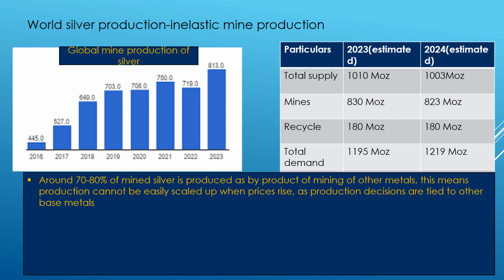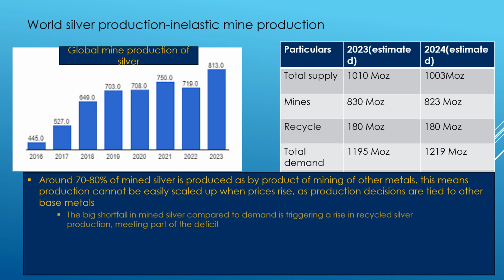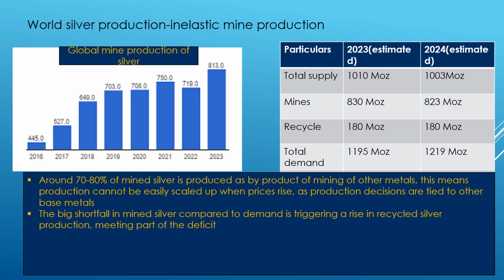Around 70 to 80% of mined silver is produced as a byproduct of the mining of other metals. This means production cannot be easily scaled up when the prices rise, as production decisions are tied to other base metals. The big shortfall in the mined silver compared to demand is triggering a rise in the recycled silver production, meeting part of the deficit.